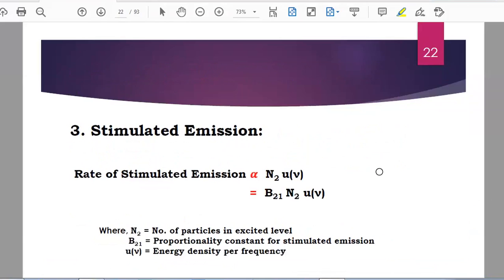So this process again depends on two factors: N2, the number of particles, and the energy density. Again, if you remove the proportionality sign, you will get an equal sign and a coefficient. It is a stimulated process, so we write capital B, and since this process happens from 2 to 1, we write B21. So the rate is B21 times N2 times energy density, where N2 is the number of particles in the excited level, B21 is the coefficient for the stimulated emission process, and U nu is the energy density per unit volume, a function of frequency. This you have to keep in mind.